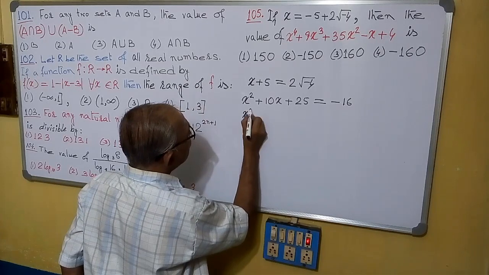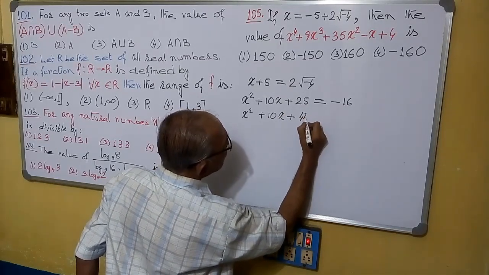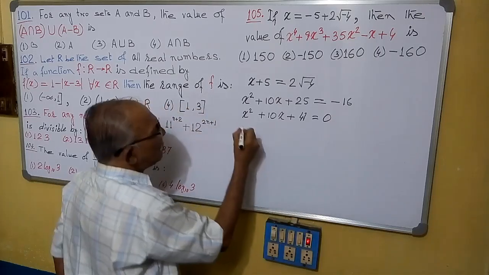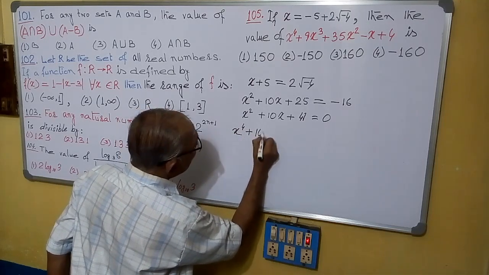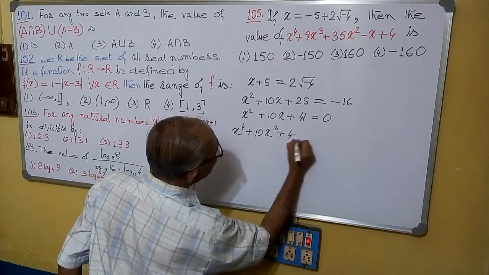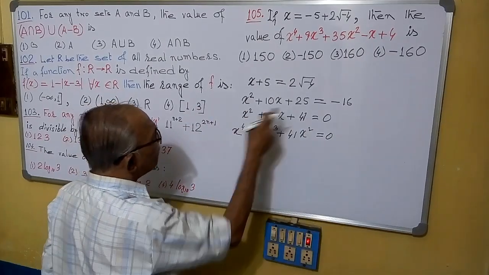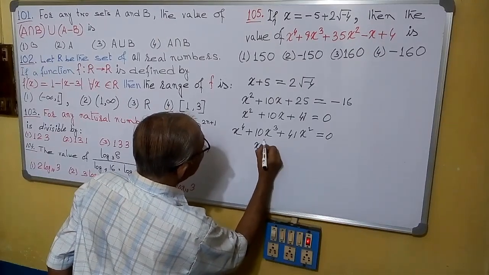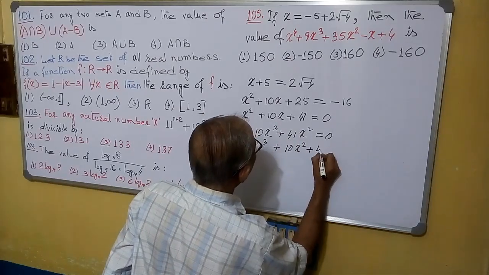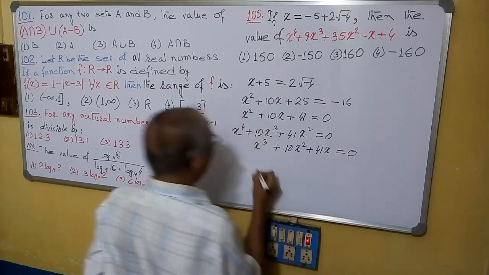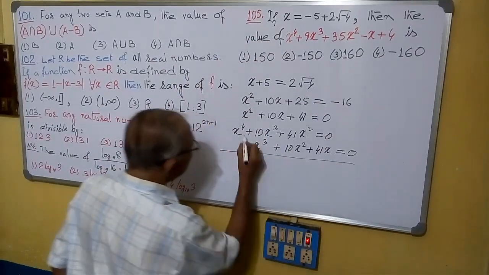Or we can write x square plus 10x plus 41 equals 0. If we multiply this by x square, what we get? x to the power 4 plus 10x cube plus 41x square equals 0. Again, if we multiply this by x, what we get? x cube plus 10x square plus 41x equals 0. See what we have to find, accordingly we are thinking. If we subtract these two, what we get?